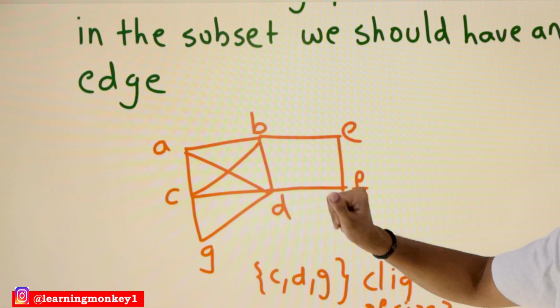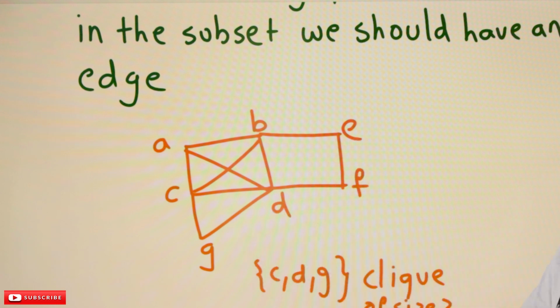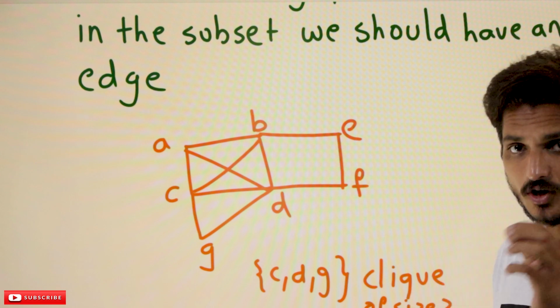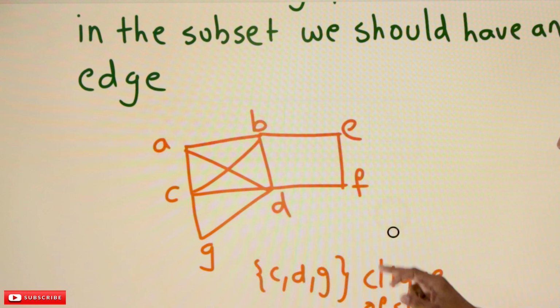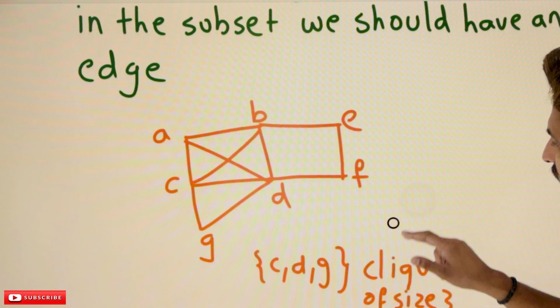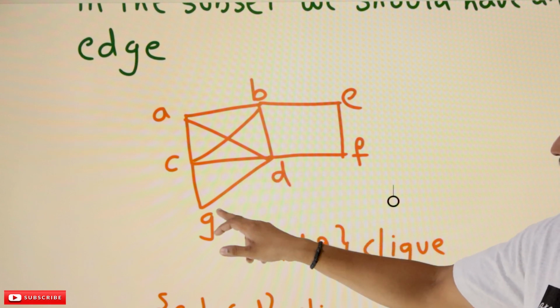Let's take this diagram, graph A, B, C, D, E, F, G. We are taking a subset of vertices, C, D, G. We say it is a clique of size 3. Yes, 3 vertices selected, C, D, G.